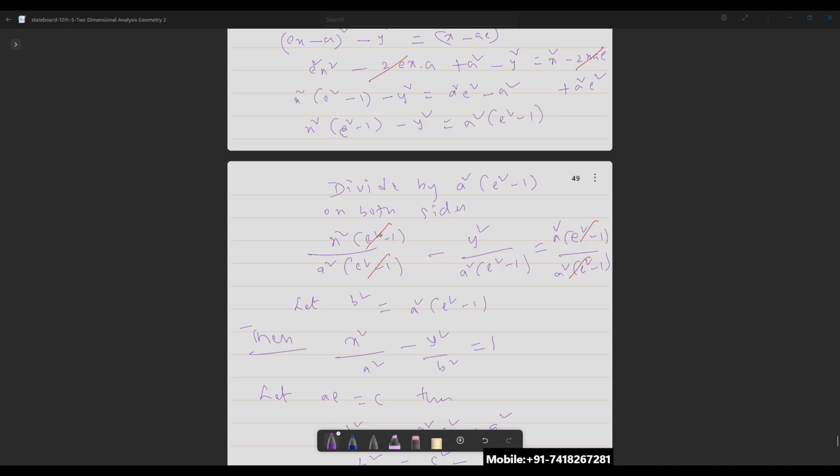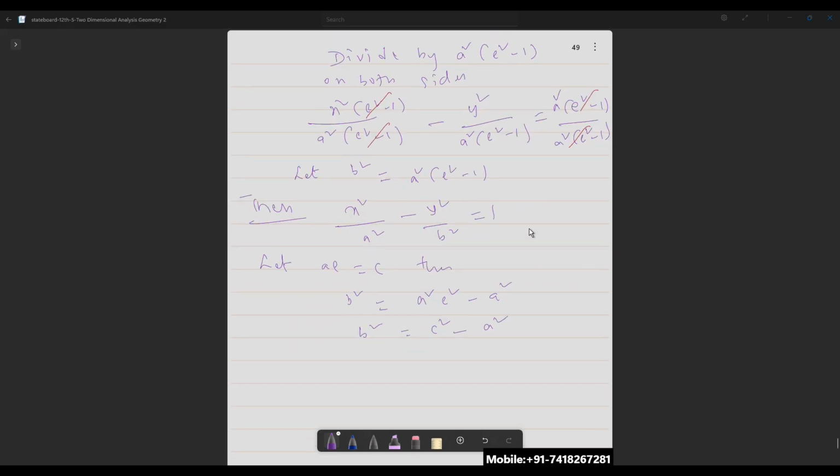You will get e square minus 1 cancelled in the coefficient of x square, so it becomes x square by a square minus y square by a square into (e square minus 1), and this becomes 1. So let b square equal a square into (e square minus 1). Then the equation becomes x square by a square minus y square by b square is equal to 1. So this is the equation of the hyperbola.